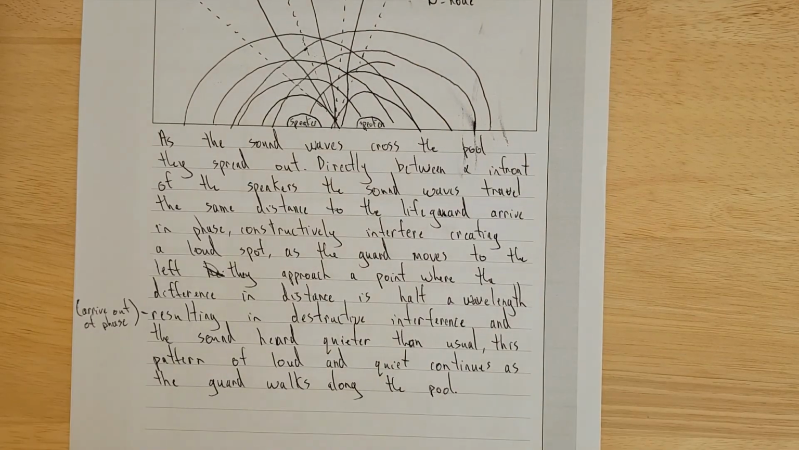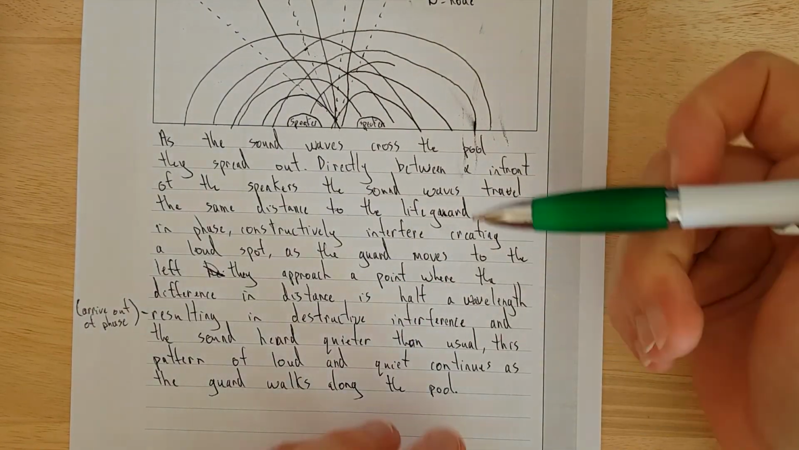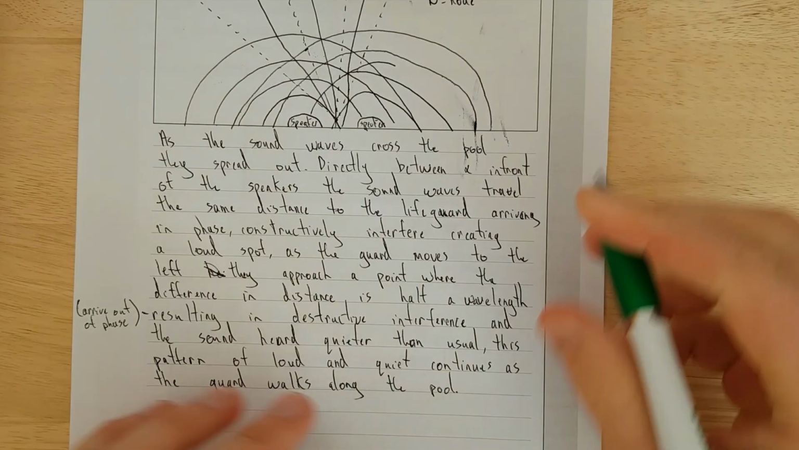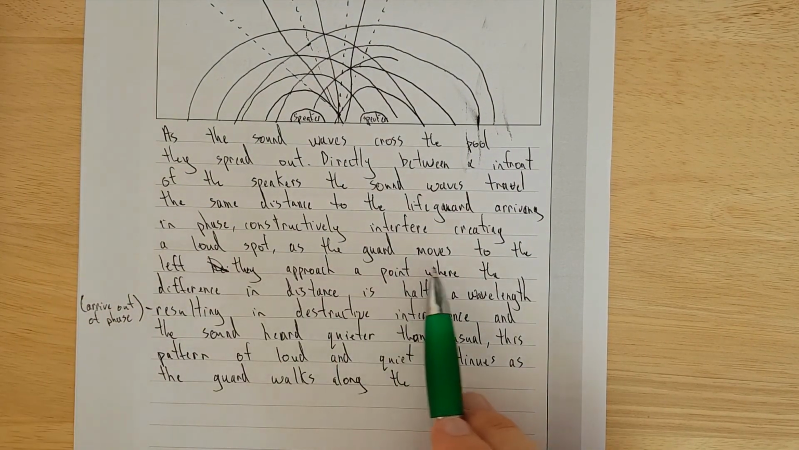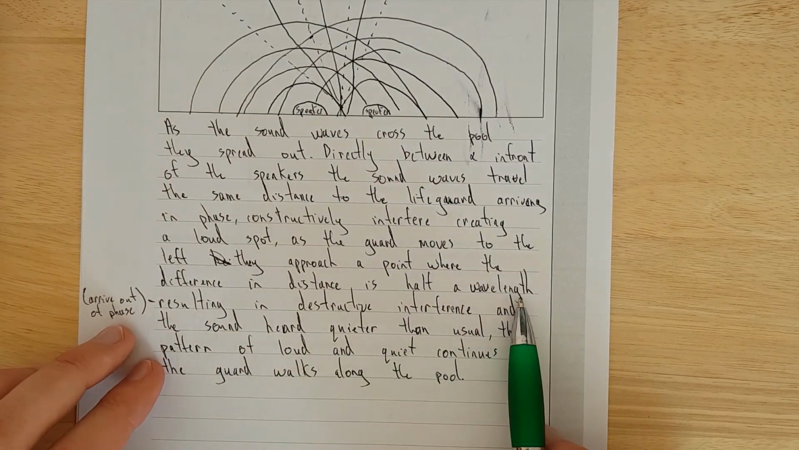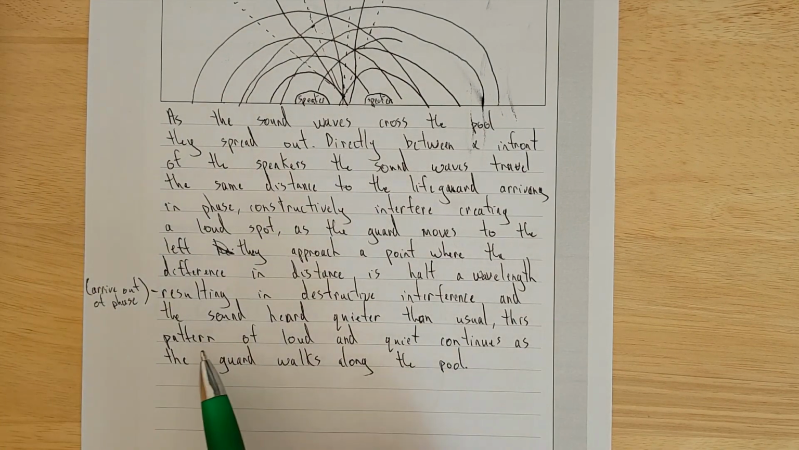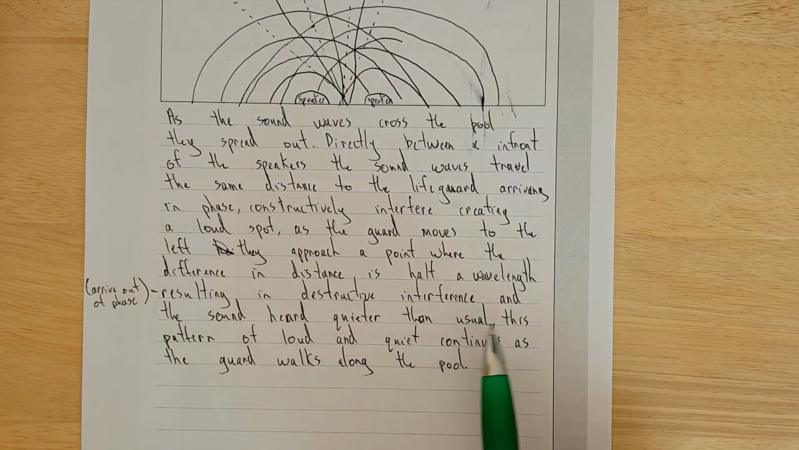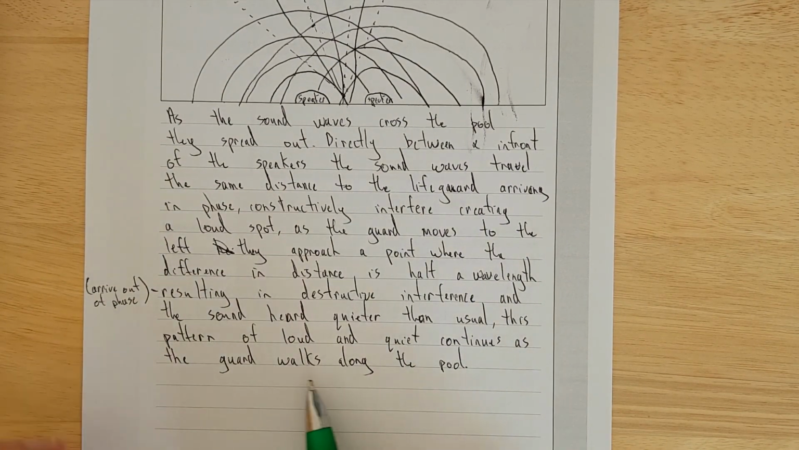So I just said, as the sound waves cross the pool, they spread out directly between and in front of the speakers. The sound waves travel the same distance to the lifeguard, so they should arrive in phase and constructively interfere, creating a loud spot. As the guard moves to the left, they approach a point where the difference in distance is half a wavelength, and the waves arrive out of phase, resulting in destructive interference, and the sound heard is quieter than usual. It's not completely gone, but it's just quieter. This pattern of loud and quiet continues as the guard walks along the pool.